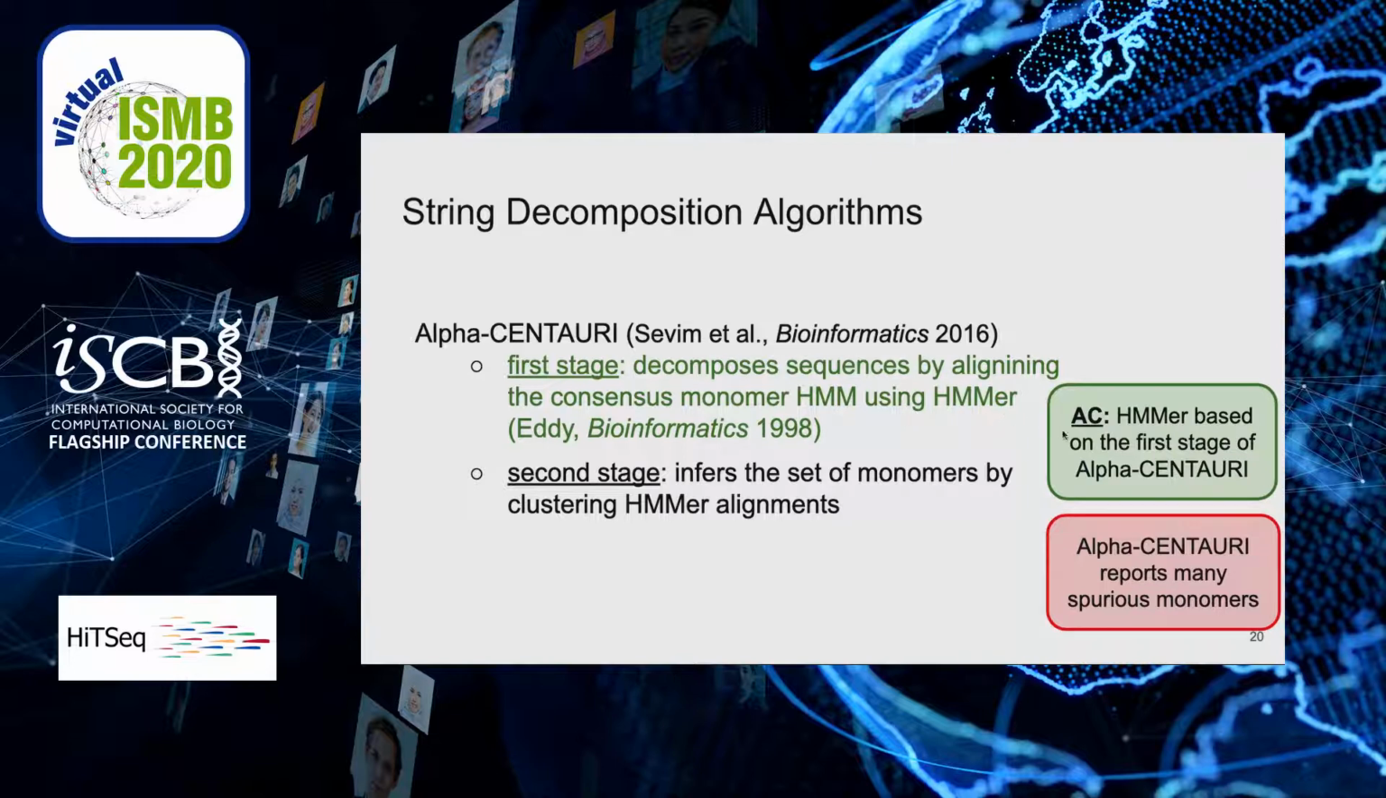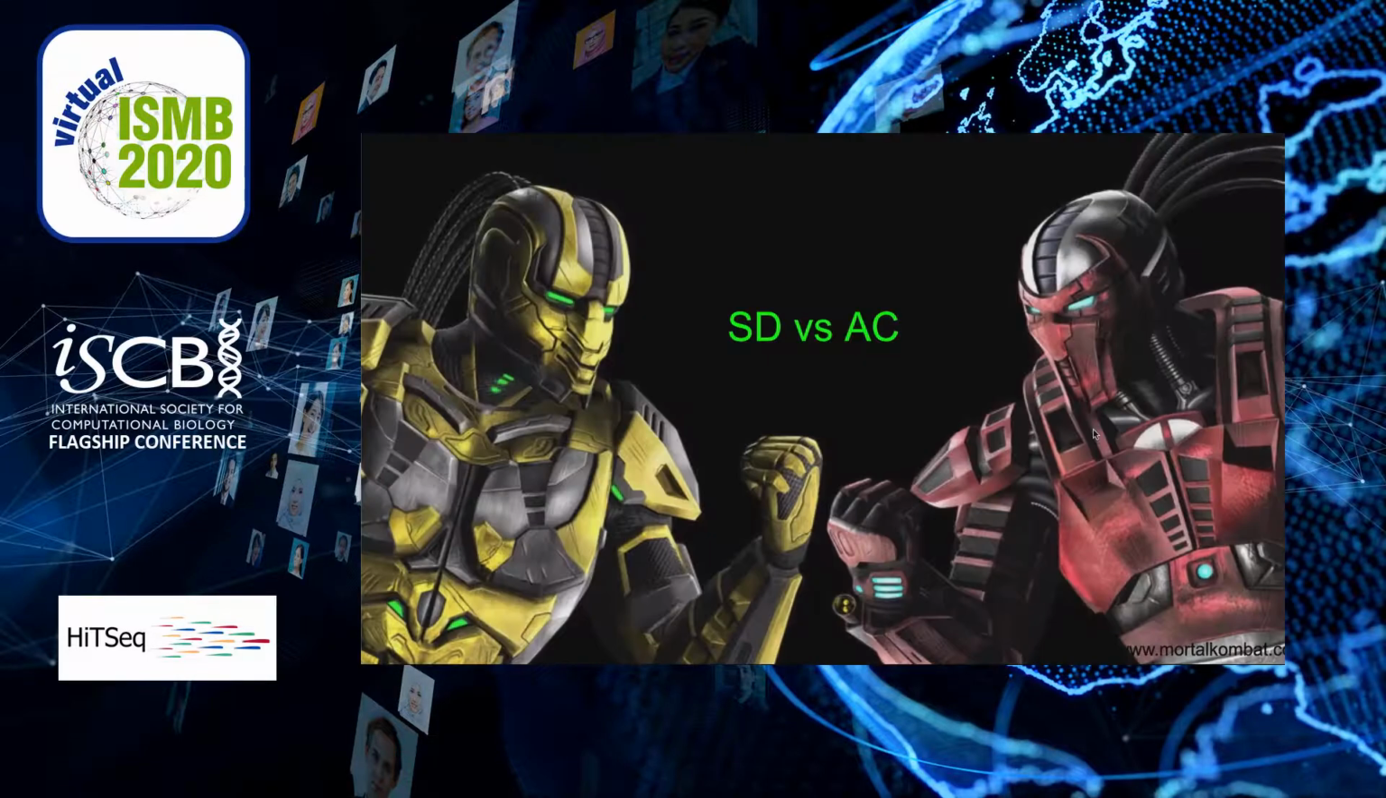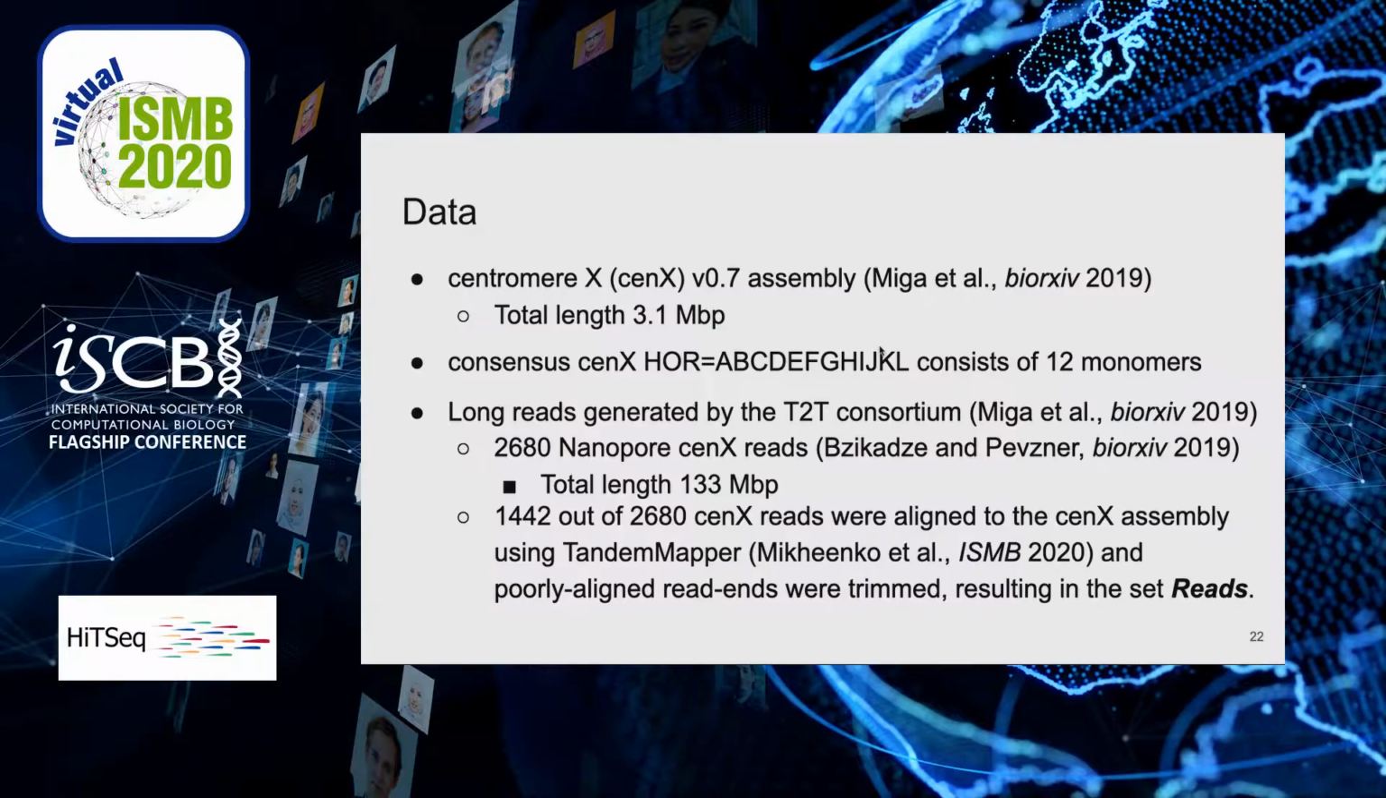We will call this solution Alpha Centauri, or AC, and compare String Decomposer, or SD, and Alpha Centauri, or AC. In order to compare Alpha Centauri and String Decomposer, we used Centromere X assembly version 0.7 and 12 monomer sequences from Centromere X HR. We refer to each monomer by Latin letter from A to L.